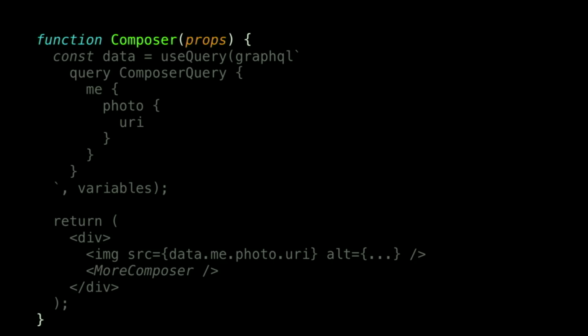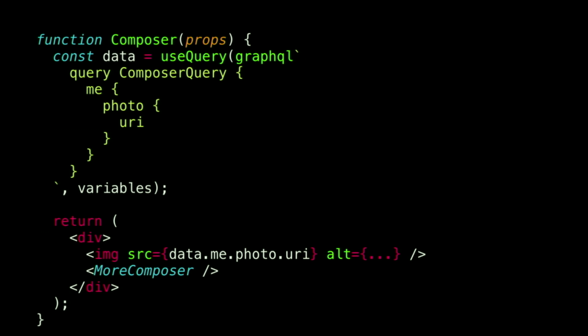OK, so again, we'll define a component, Composer. And here I'm calling a useQuery hook. This hook is responsible for going and fetching the data for this component. I'm using it here just to keep the example simple. In general, we'd actually call useFragment. There are multiple APIs that let you scale your app, but to keep it simple, we'll start with useQuery. Hopefully, you can imagine what this query returns. It returns an object that has me, photo, and the URI. Given that result, I can pass the URI into an image component and render the image.